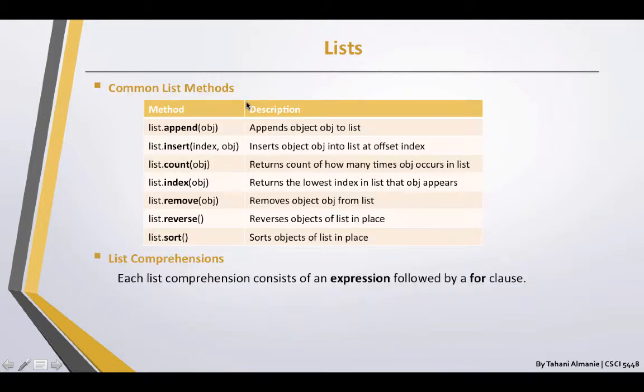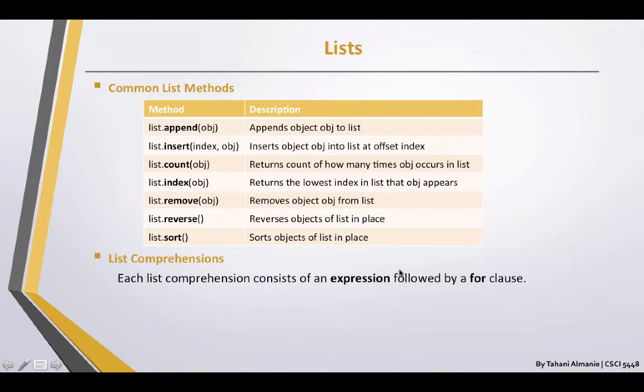And here we have some list methods. Append, to append this object to list. Insert, inserts this object to a given index of the list. Count returns count of how many times this object occurs in this list. And index returns the lowest index that object appears in the list. Remove will remove this object. Reverse will reverse the objects in the list, and sort will sort objects in the list in place.